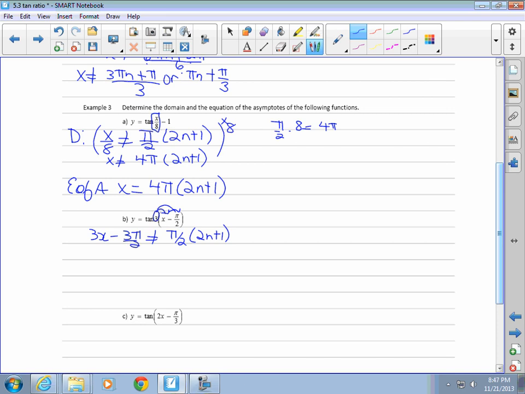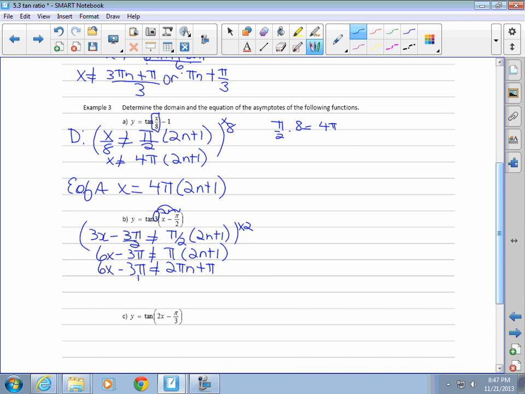So I need to get rid of my denominator here. I have a denominator of 2, so I'm going to multiply everything by 2. So 3x times 2 is 6x. 3 pi over 2 times 2 is just minus 3 pi. Pi over 2 times 2 is pi, and then 2n plus 1. I need to do the same thing as I did in a previous one. I can't do any collecting or reducing here because this is being multiplied. So I'm going to do 6x minus 3 pi is not equal to 2 pi n plus pi.